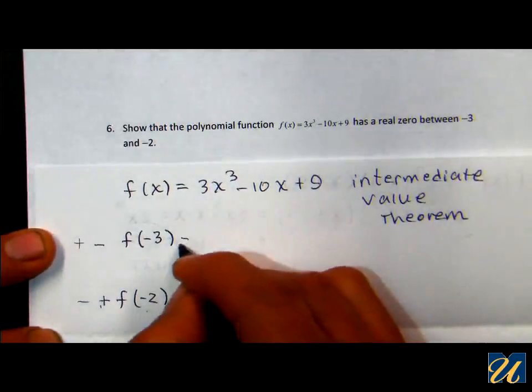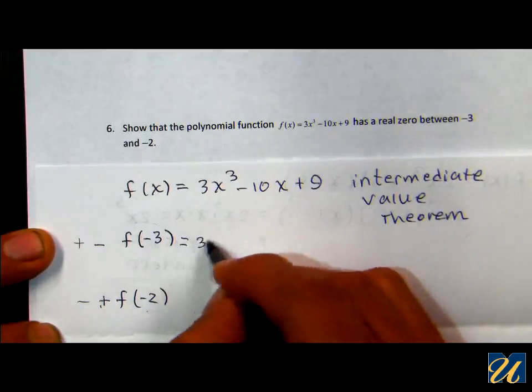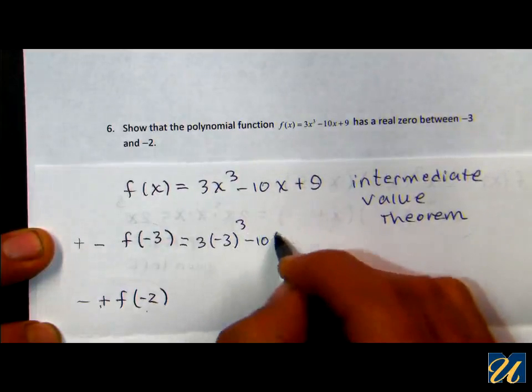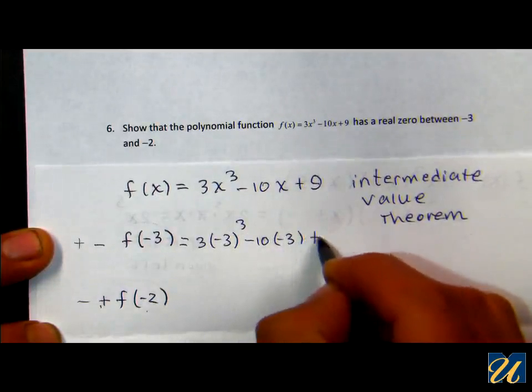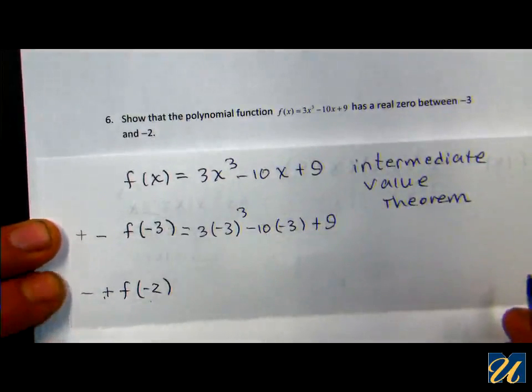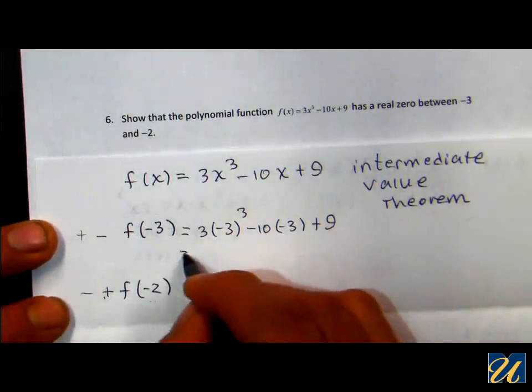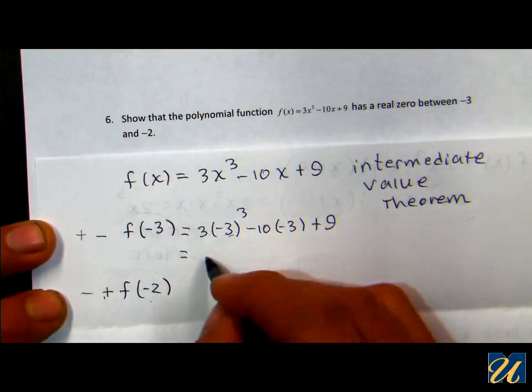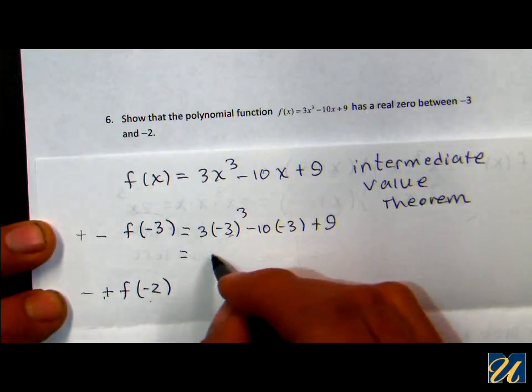If we compute f of negative 3, we'll have 3 times (negative 3) cubed minus 10 times negative 3 plus 9. So let's grind out that y-coordinate. Negative 3 cubed is negative 27. Negative 27 times 3 is negative 81.